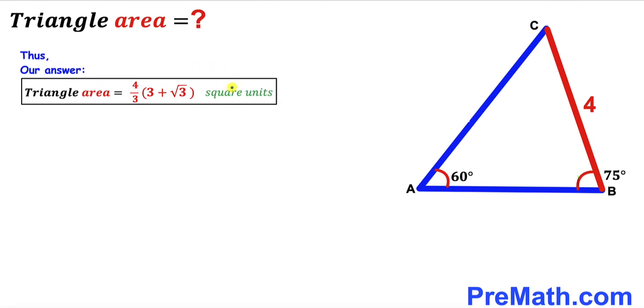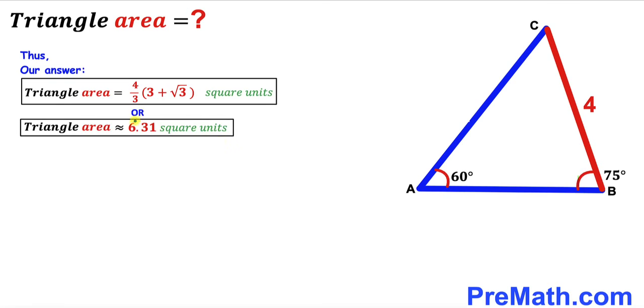Thus after all the calculations and manipulations, the area of this triangle ABC turns out to be 4 divided by 3 times 3 plus the square root of 3 square units, and that's approximately equal to 6.31 square units as well. And that's our final answer.